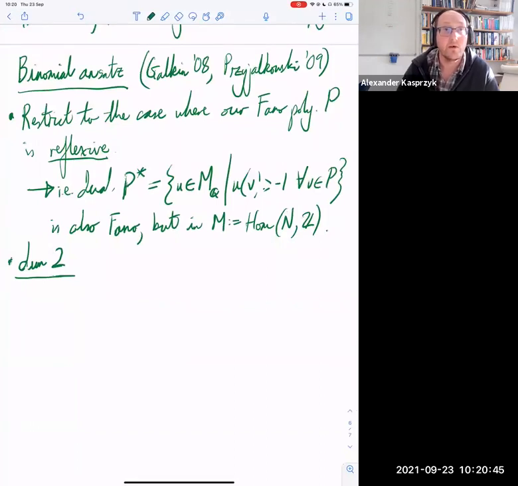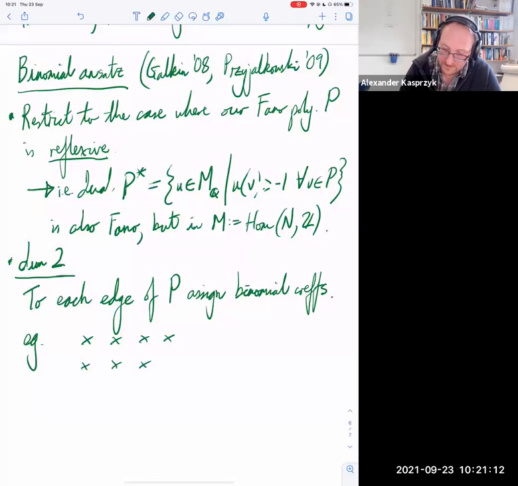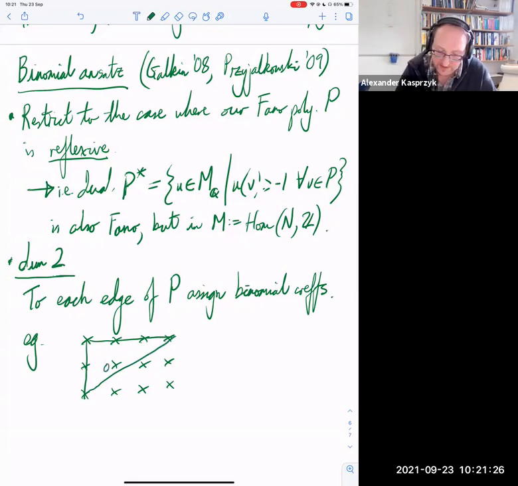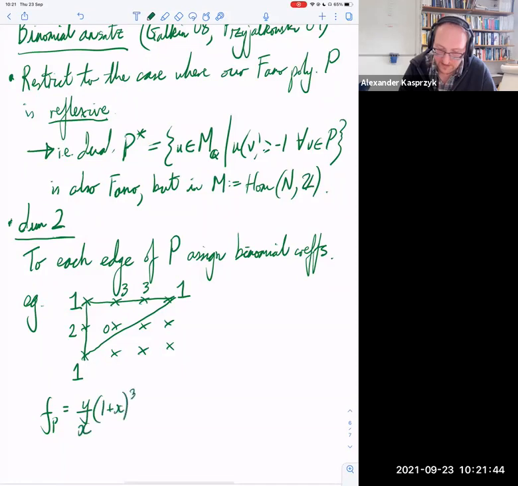So what are we going to do? Well, to each edge of P, we just assign binomial coefficients. Okay, and so, e.g., here's the reflexive polygon associated to P123. Here's the origin here. So we assign coefficients 1, 2, 1 along this edge, and along the top edge, 1, 3, 3, 1. And so our resulting Laurent polynomial is just going to be given by y over x of 1 plus x to the 3 plus 2 over x plus 1 over x y.